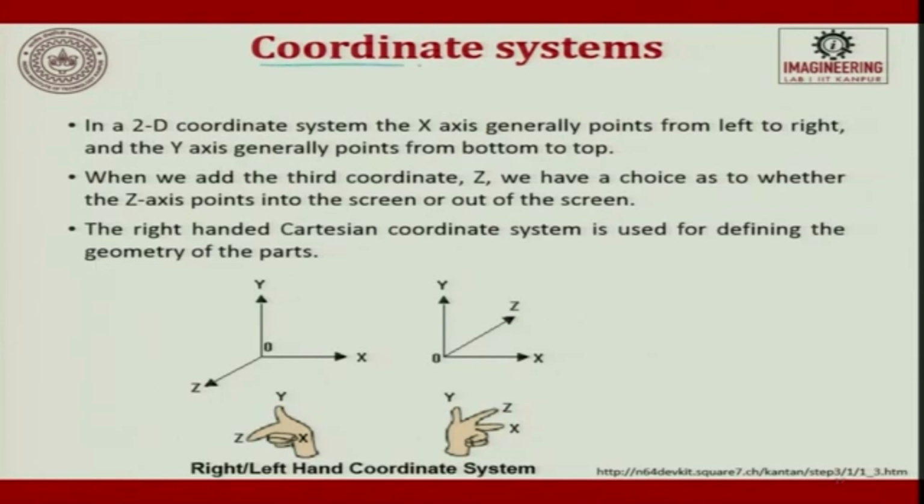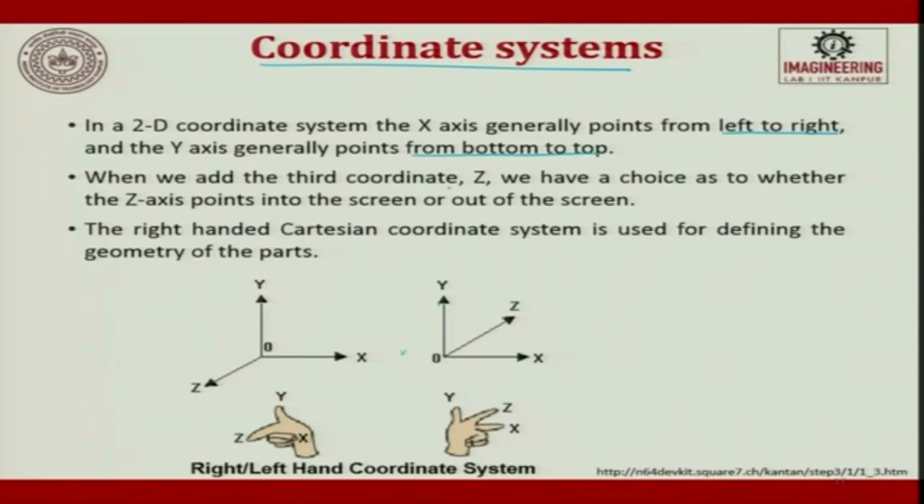When we talk about coordinate systems, there are two types: the right hand coordinate system and the left hand coordinate system. 2D, 3D is an extrapolation of 2D, so we will first try to understand 2D and then move towards 3D. In a 2D coordinate system, the x axis generally points from left to right and the y axis points from bottom to top.